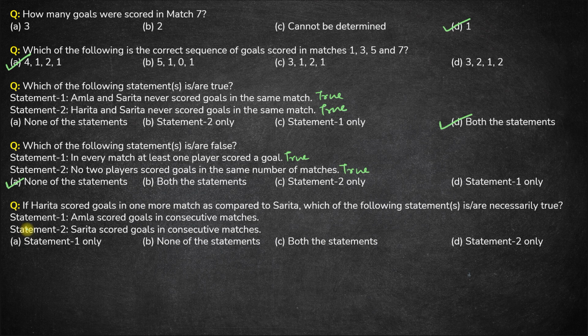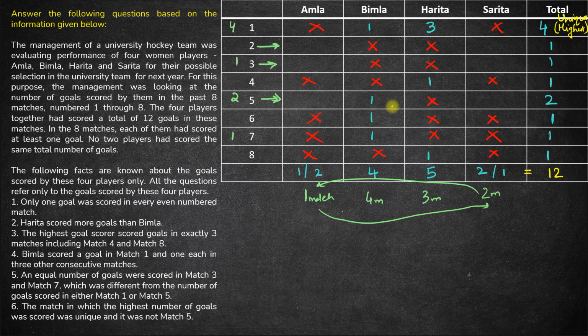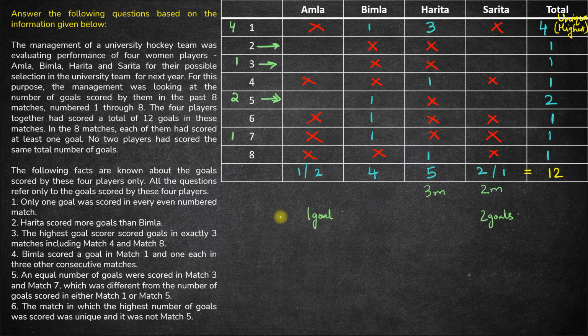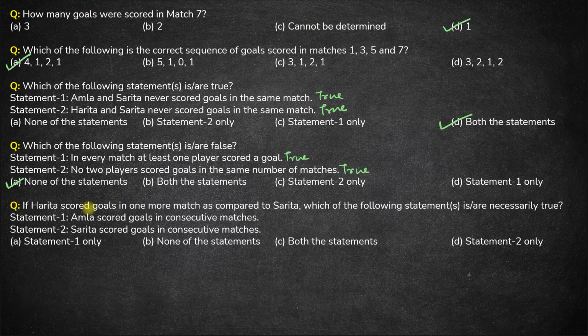And finally coming to the last question. If Harita scored goals in one more match as compared to Sarita, so H scores goals in one more match than Sarita. H scores goals in 3 matches. That means Sarita must score goals in 2 matches. That means Sarita scores 2 goals. Hence, Amla must score exactly 1 goal. That is the case that we have been asked to conclude.